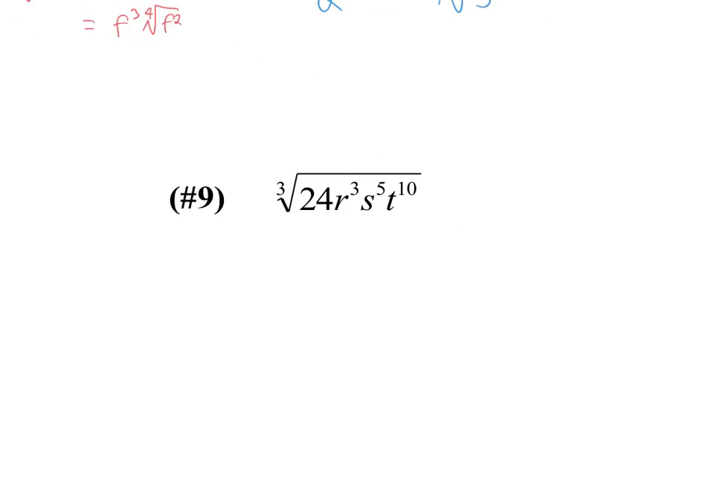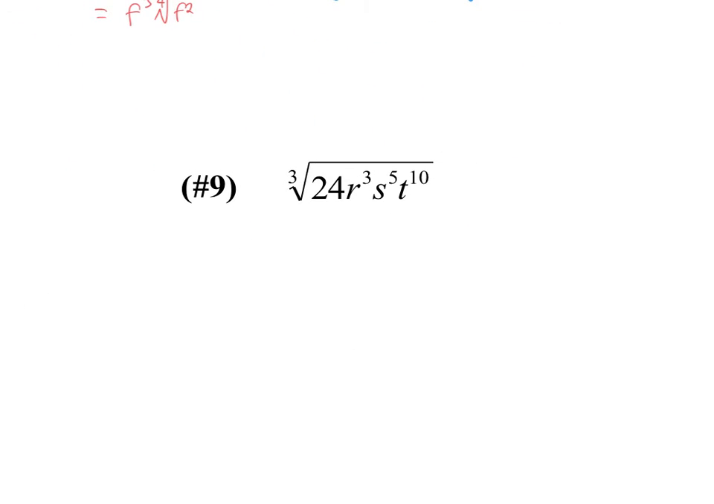All right, number 9. Let's use green now. So we have the third root of 24, r to the third, s to the fifth, t to the 10th. So again, we need our perfects times non-perfects.